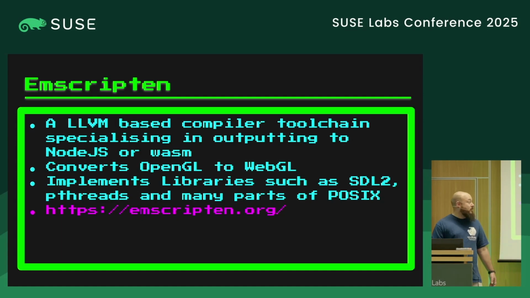It can also do some other fun, funky things, like it can convert OpenGL calls to WebGL. It implements some useful libraries, such as SDL2. It implements pthreads badly, and many parts of POSIX. I personally like C++ because I'm a user interface designer and a user interface programmer originally, and user interfaces are made up of objects, and so I need a language with objects that's not Python because it causes too many headaches.